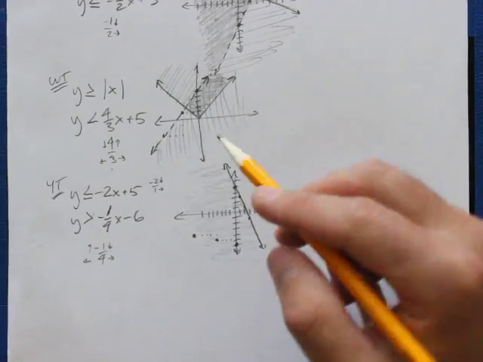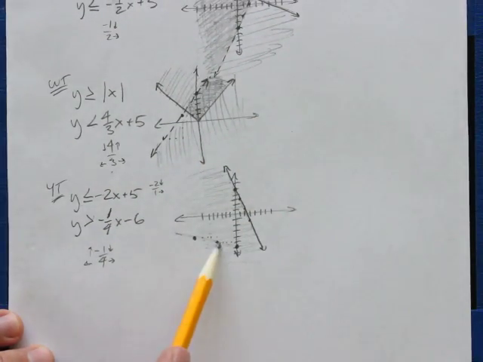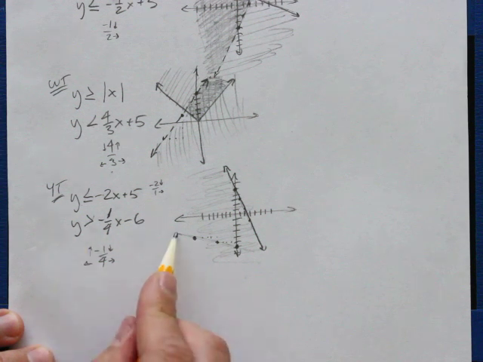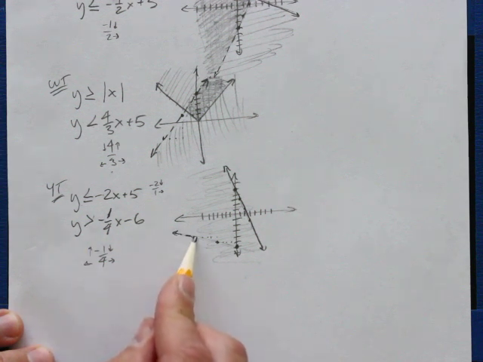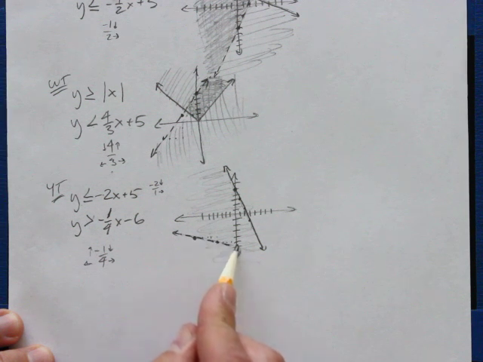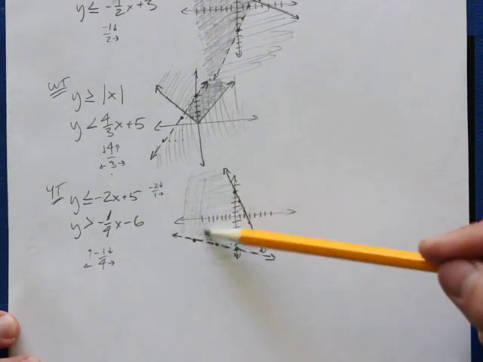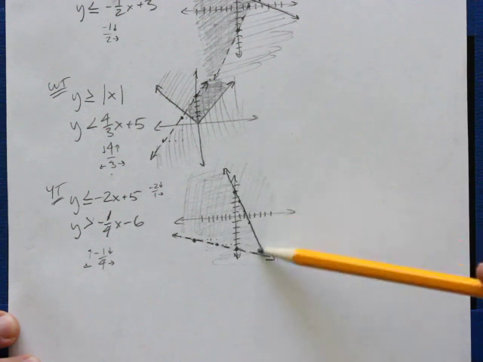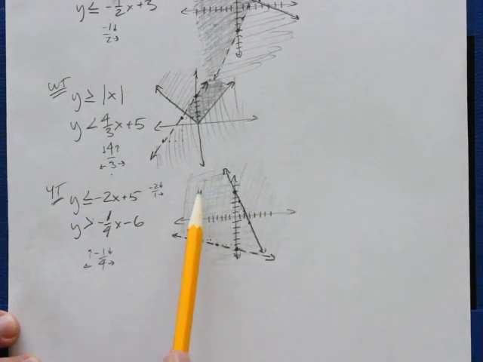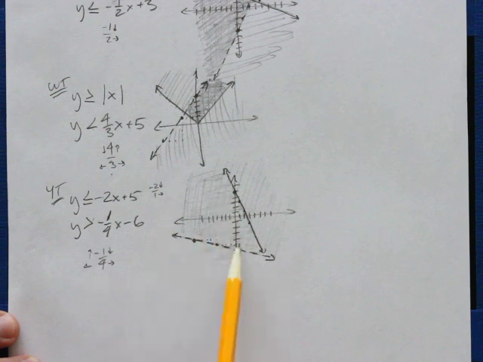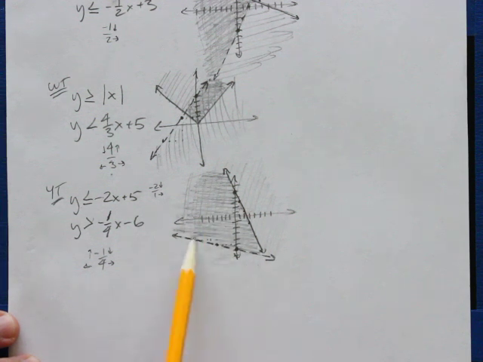And this is not or equals to, which is why my line is going to be dotted. This line is not included in the solution. Okay, and y is greater than, so that means I'm going to shade above like this. And I'm going to notice that the overlap is right here in between these two. And so there is my solution. And this solution goes on in this direction forever.